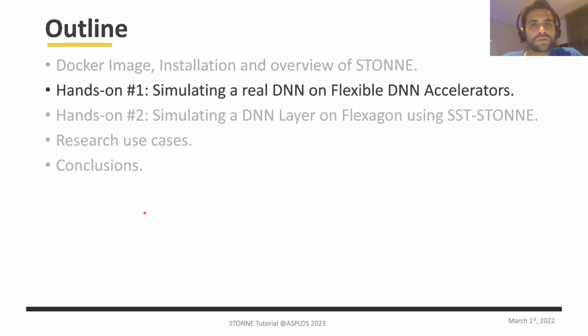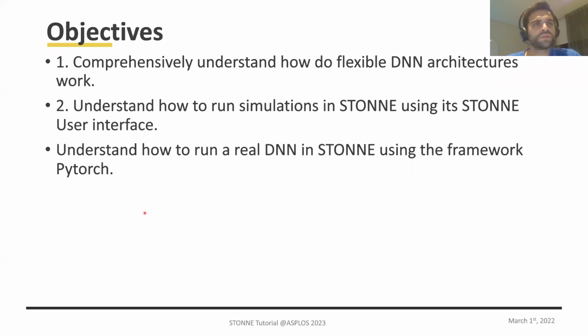So how can Stone simulate a real DNN on a flexible accelerator, right? The objectives of this hands-on are to understand how flexible architectures work, and to understand how to run simulation in Stone. That's, I would say, the most important thing. We will also use the Stone user interface, and learn how to run Stone with the PyTorch framework, which I believe will be useful for researchers.